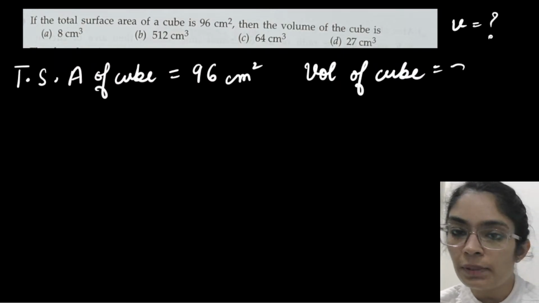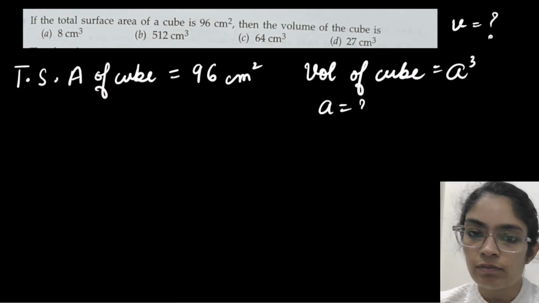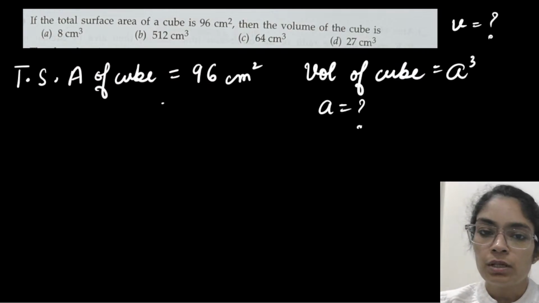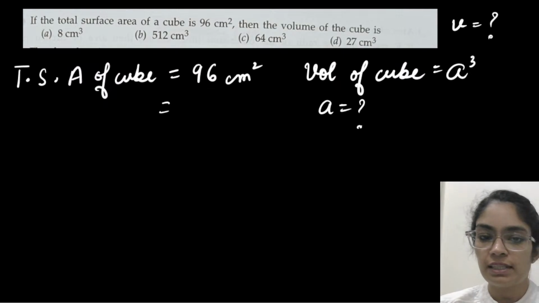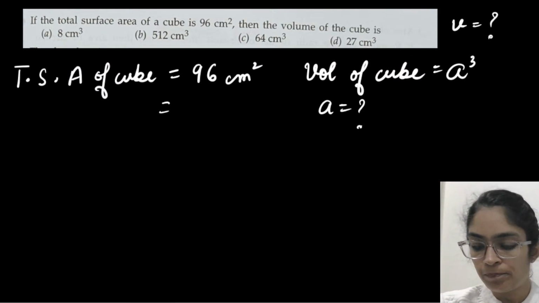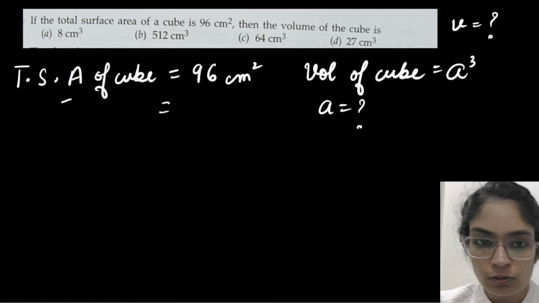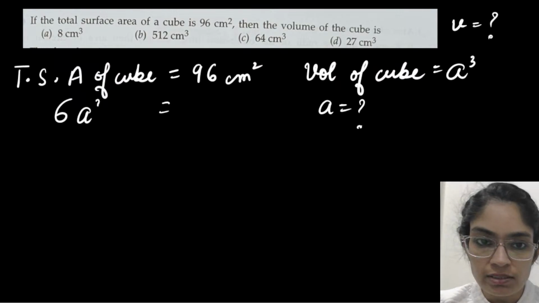So volume of cube's formula is a cube. That means for finding volume we need the value of a. So what is the formula of total surface area of cube? Okay, Saksham has already done C option. So total surface area of cube's formula you can tell me. Let's see who will tell the formula. 6a square, yes. So total surface area is nothing but the surface area only, surface area of all the six faces, which is 6a square.